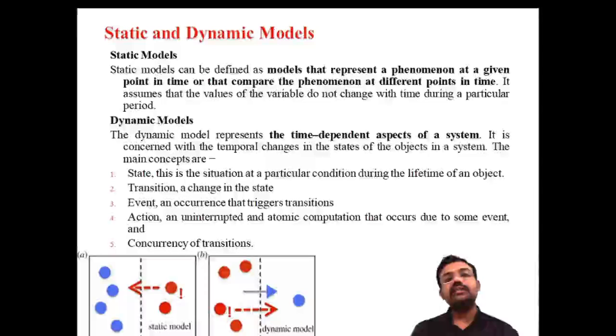There are two categories of the model: the static model and the dynamic model. The static model represents the phenomenon at a given point of time and compares it with a different point of time. The dynamic model means that time is a dependent aspect of the system; it changes according to situations. That's one of the important categories of the model, static and dynamic. In the example, the static model compares different points of time, and the dynamic model changes according to the situations.